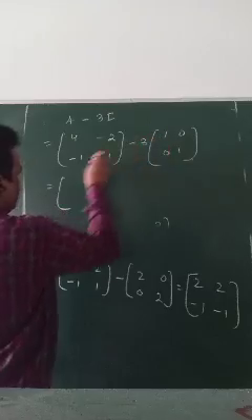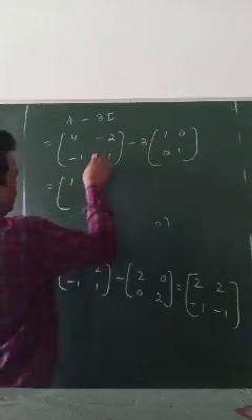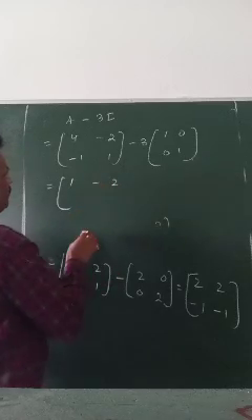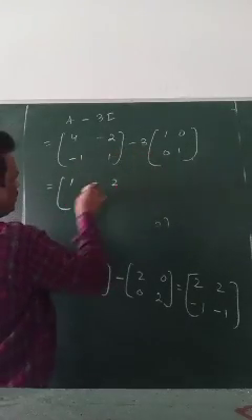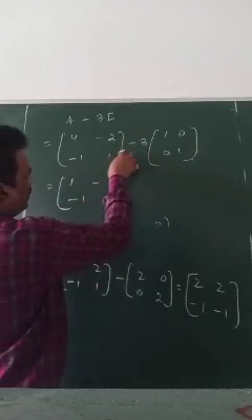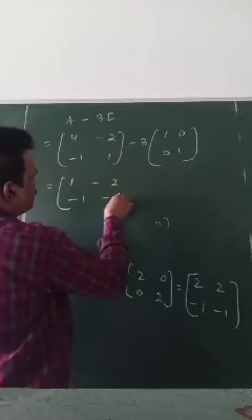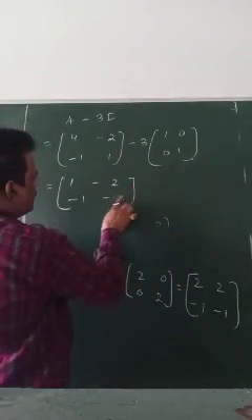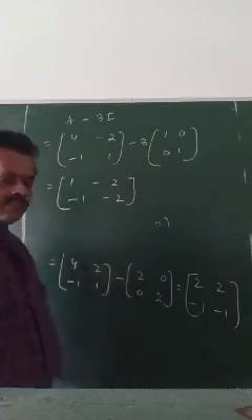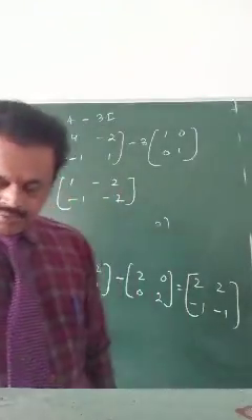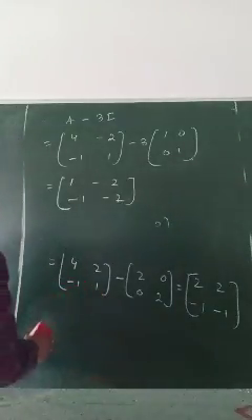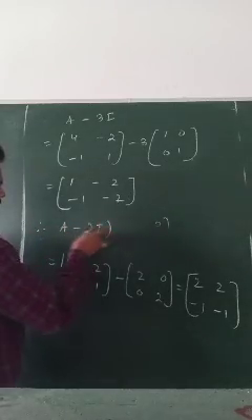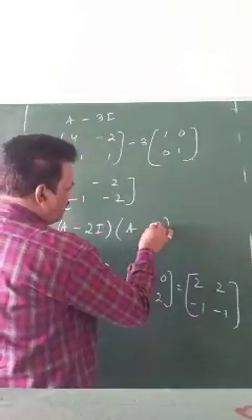4 minus 3 is 1, minus 2, minus 0, minus 2, minus 1, minus 0, minus 1. 1 minus 3 is minus 4. Sorry, 1 minus 3 is minus 2. Okay, then let's find what is therefore A minus 2y, A minus 3y.